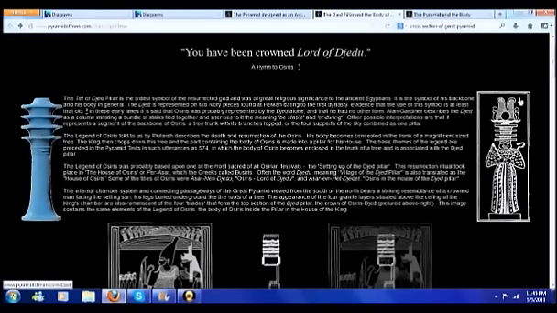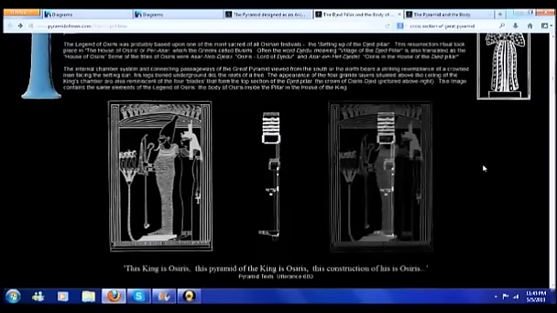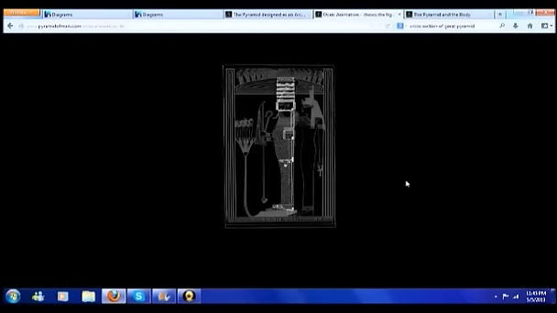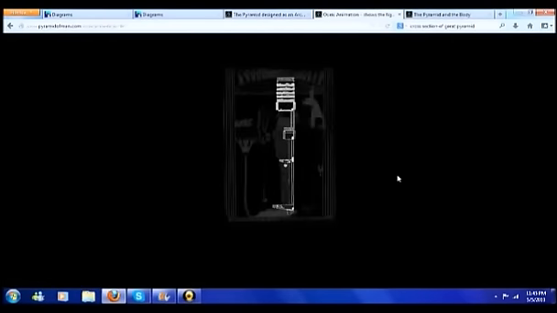This is called Osiris Djed. That's what this symbol is called. The image contains the same elements of the legend of Osiris, the body of Osiris inside the pillar in the house of the king. And here we have an overlay of this man facing the setting sun.